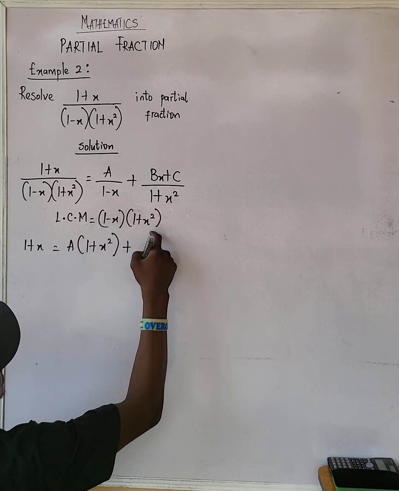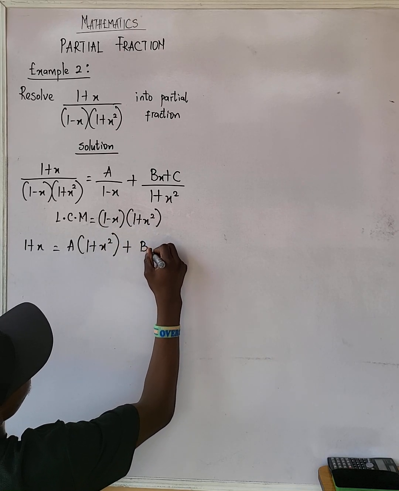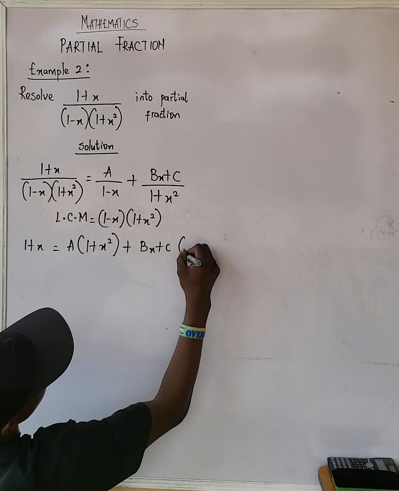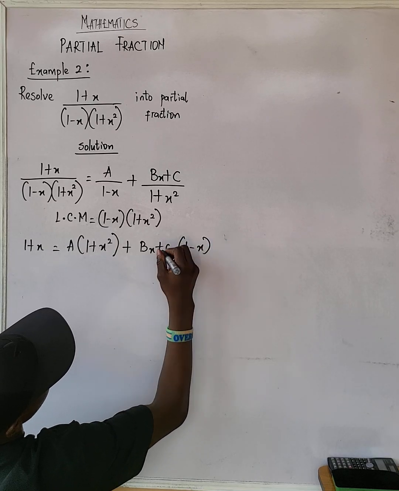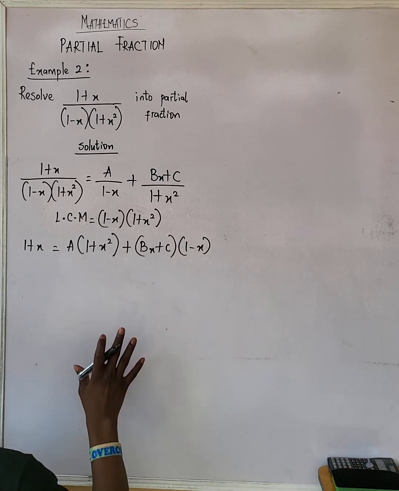Then plus this in this LCM. 1 plus x squared in this LCM will cancel this. It will remain 1 minus x. That is bx plus c into bracket 1 minus x. So that is how we do the LCM. So we are done with the LCM.